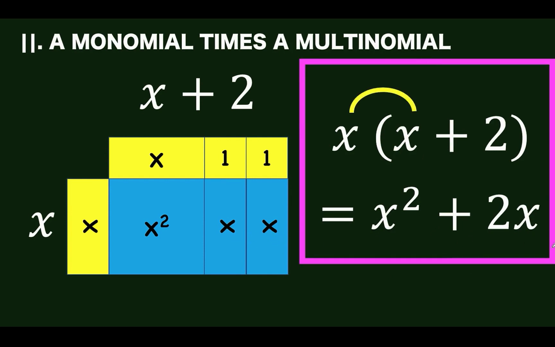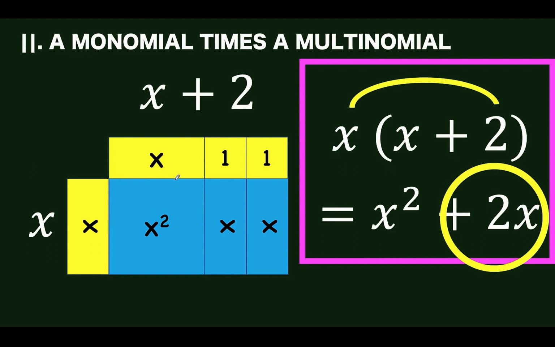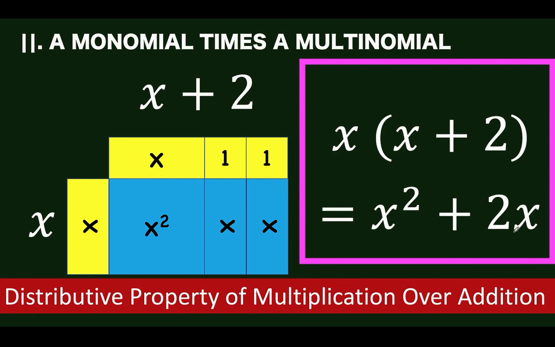Now, if we are going to perform the distributive property of multiplication over addition, it's like this. x times x to get this x squared, then distribute again x to 2, so x times 2 would be 2x. Therefore, we can also arrive at the product x squared plus 2x even without this manipulative by performing the distributive property of multiplication over addition. Distribute x to the first term to get x squared, and distribute x again to 2 to get 2x. Since this can no longer be combined because they are unlike terms, that's already our final answer. So the answer is x squared plus 2x.